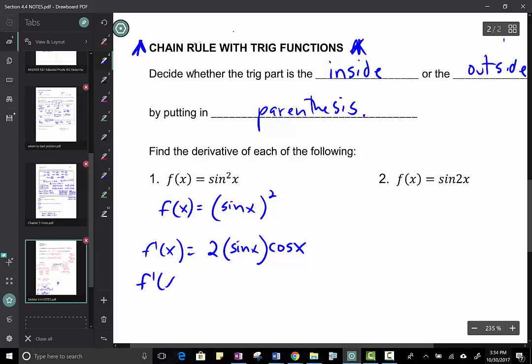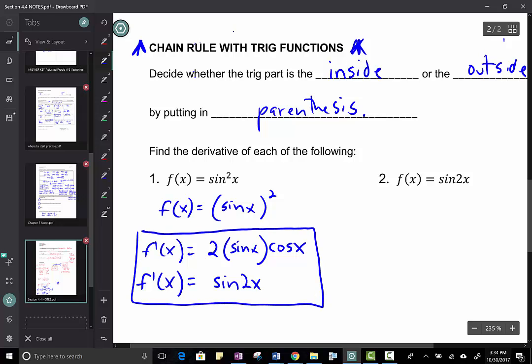So my final answer is 2 sine cosine, but I'm going to be fancy here and remind you that that is an identity, sine of 2x. Either of these are fine. I just want you to get the hang of looking for those identities. Okay, so you could have 2 sine cosine, or you could have sine of 2x.